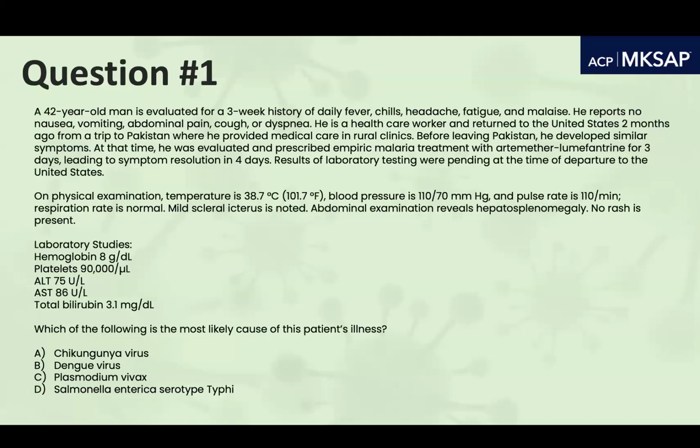On physical exam, temperature is 101.7 Fahrenheit, blood pressure is 110/70, and pulse rate is 110. Respiration rate is normal. Mild scleral icterus is noted. Abdominal exam reveals hepatosplenomegaly. No rash is present. Laboratory studies: hemoglobin is 8, platelets 90,000, ALT 75, AST 86, and total bilirubin 3.1. Which of the following is the most likely cause of this patient's illness? The answer is Plasmodium vivax.